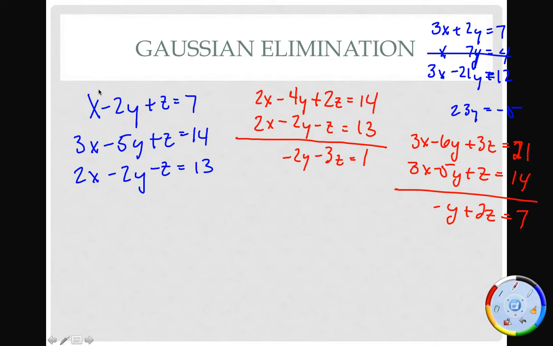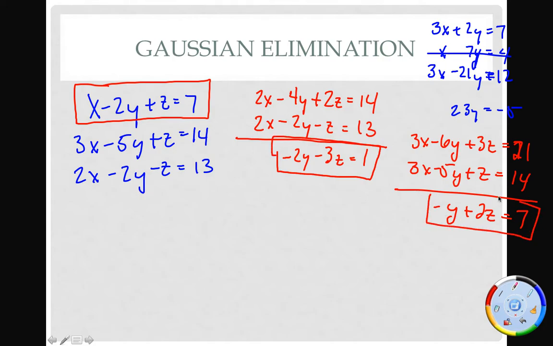All right, so I have this equation. I have my first equation, which has been unchanged. I have a new third equation and a new second equation. So I've basically created the new system by getting rid of the x values: x minus 2y plus z equals 7, I have minus 2y minus 3z equals 1, and I have minus y plus 2z equals 7.